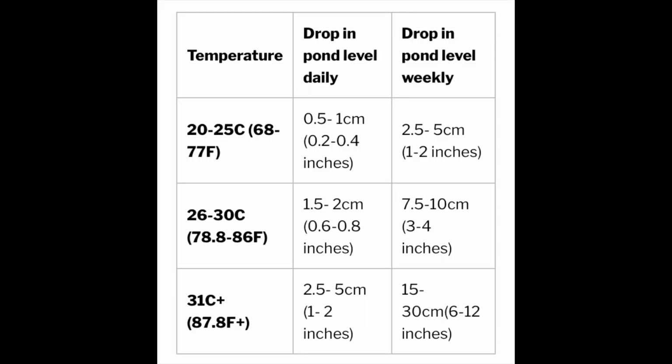Obviously, the main culprit of evaporation is going to be temperature. Here's a little chart I put together which shows some pretty average pond level drops at different temperatures. This can be useful to put your mind at ease if your pond falls into these ranges.